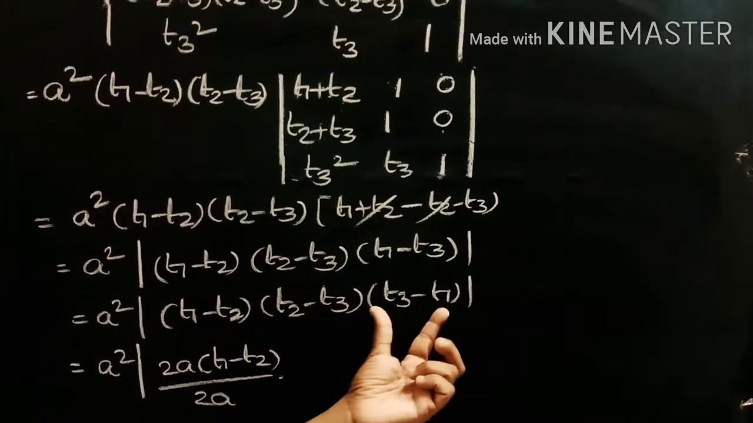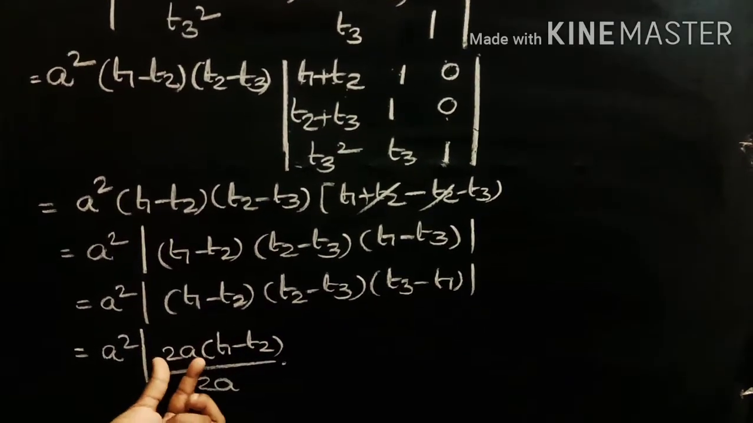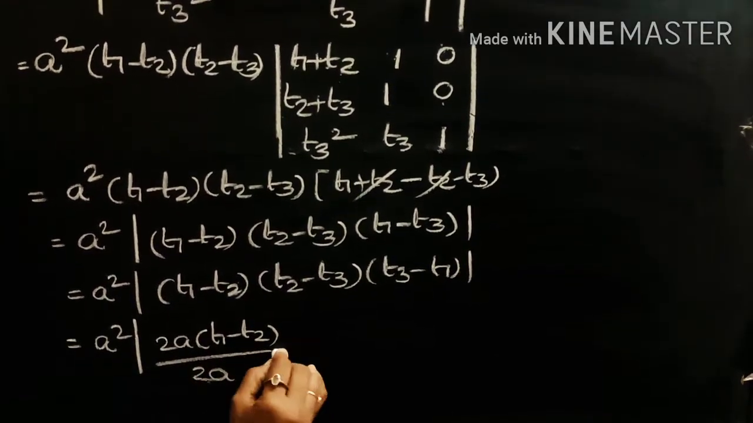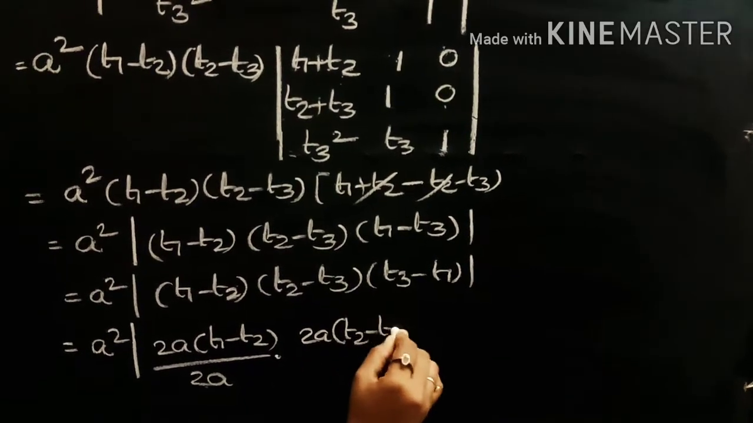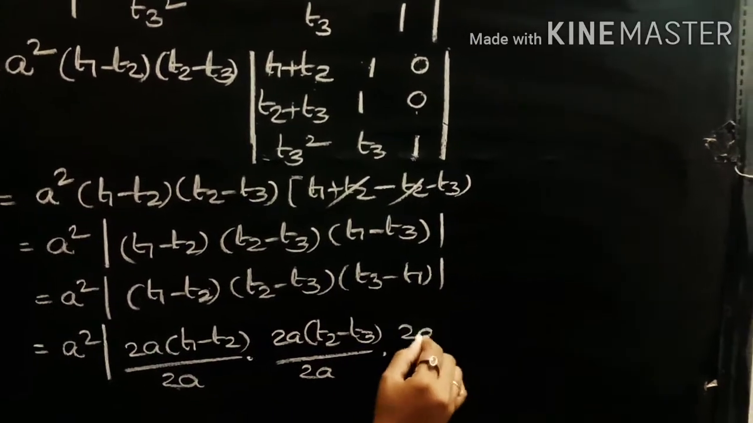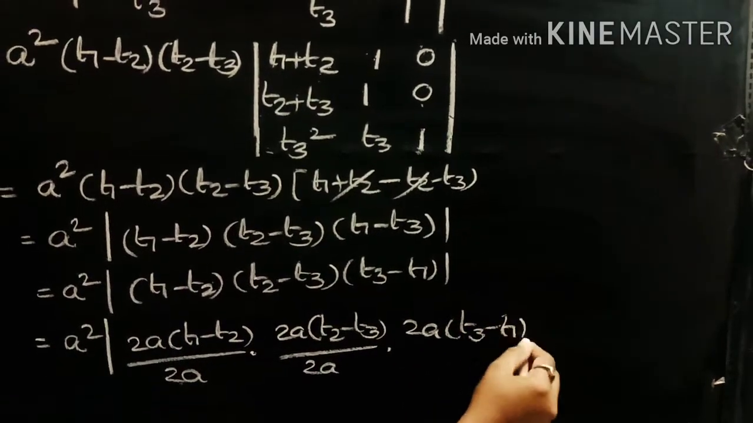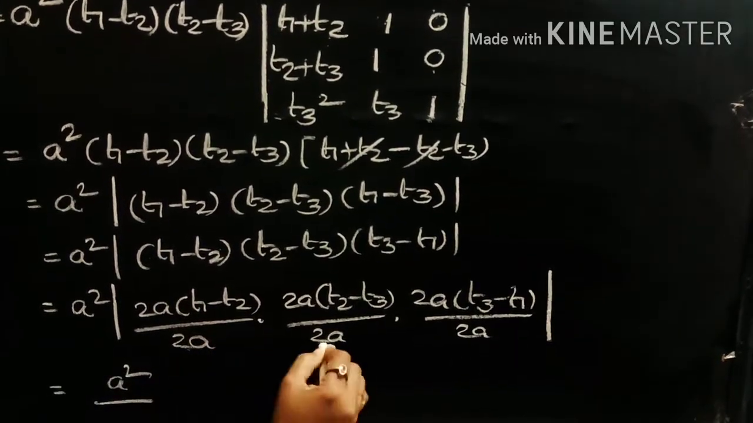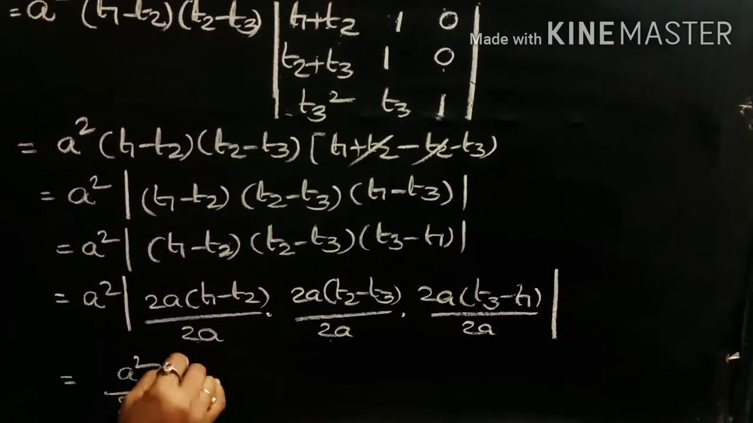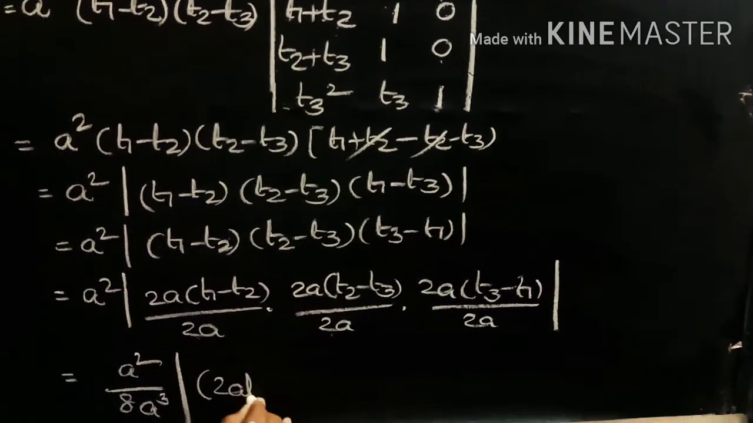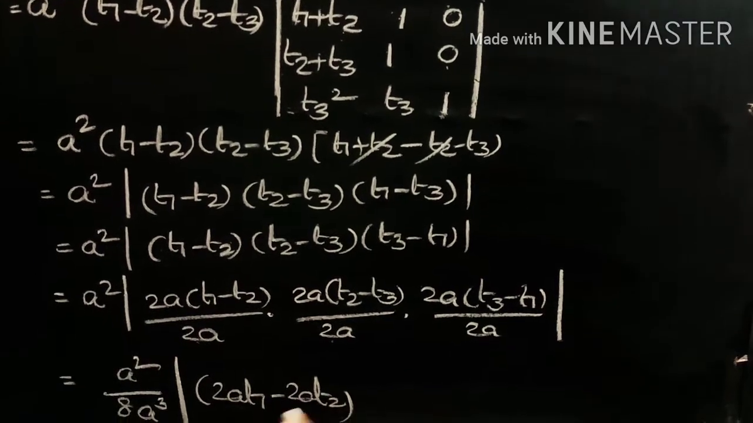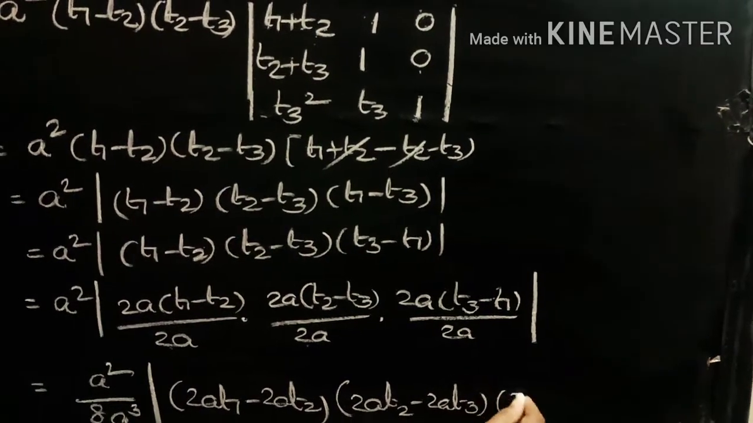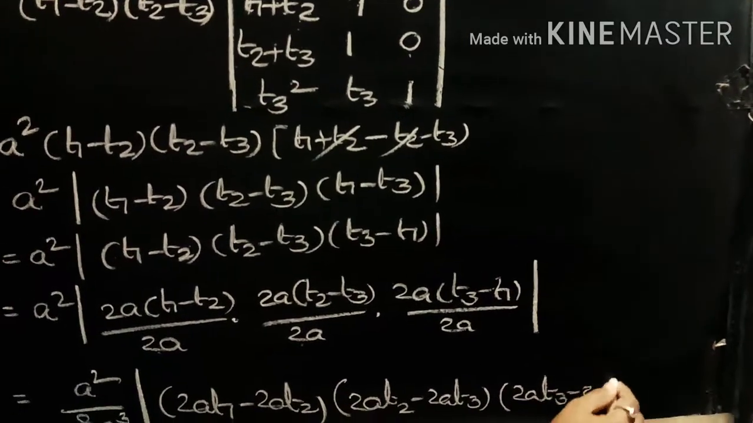Now to get the answer, we simply apply the value here, 2A into t1 minus t2 by 2A. Here we have 3 terms. To these 3 terms we apply the term 2A like that to each of the terms, that is 2A into t1 minus t2 by 2A into 2A into t2 minus t3 by 2A into 2A into t3 minus t1 by 2A, and this is equal to A square by 2A into 2A into 2A, that is 8A cube, into 2At1 minus 2At2, the second value 2At2 minus 2At3 and the next value 2At3 minus 2At1.